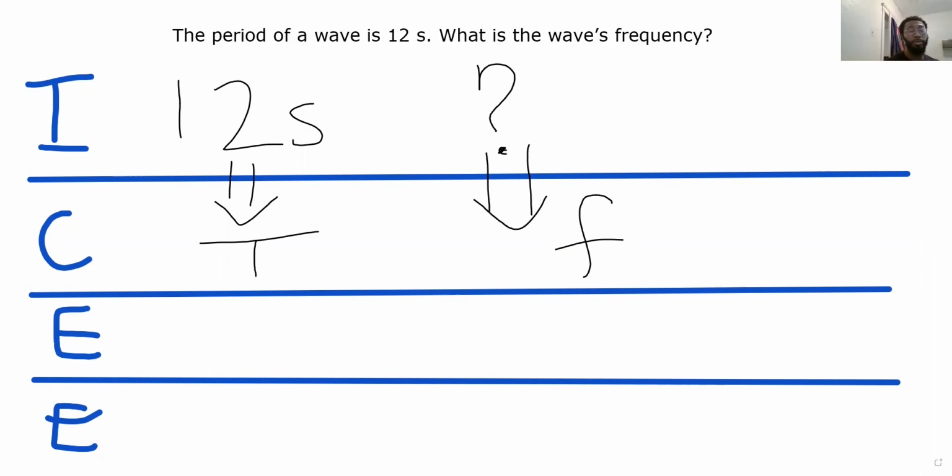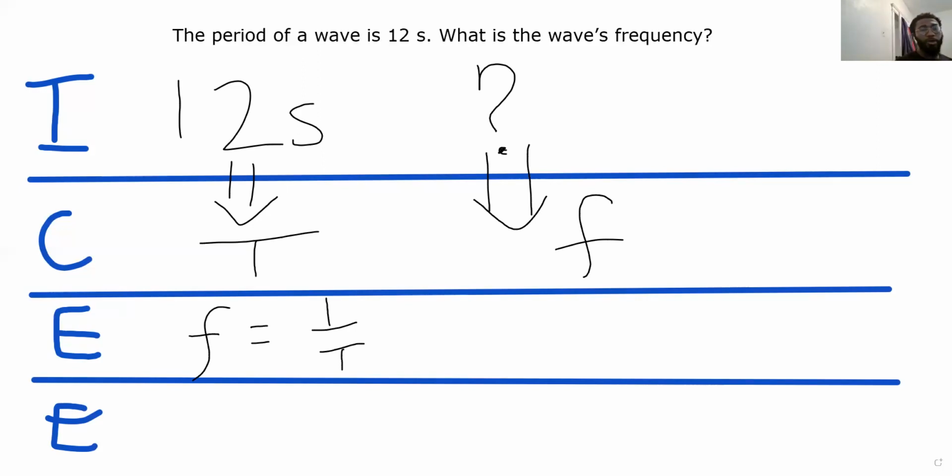Now we're on to the equate step, where we write the equation that we're going to use to solve this problem. We've only discussed a couple equations so far, and the only equation we know that has F and T, frequency and period, is this equation: frequency equals 1 over the period. We chose this setup because we don't know what the frequency is, so we want frequency to be by itself on one side of the equal sign. This is set up for us to solve for frequency.